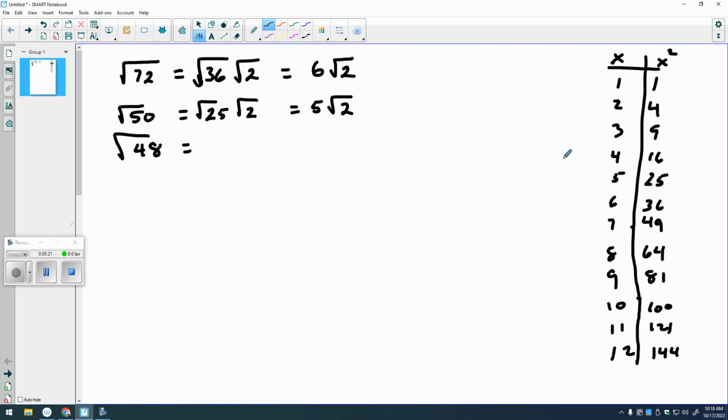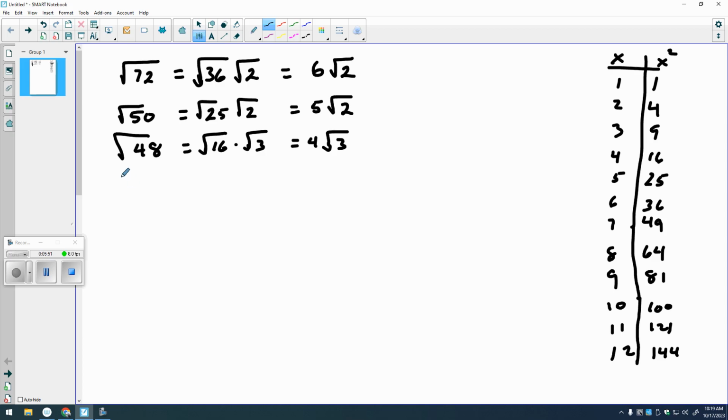Okay, I can change 48 into 16 times 3. Square root of 16 I know is 4. Square root of 3 is some decimal. Okay, hopefully you got the idea. Ask yourself what perfect square goes into the number, split it into that number and whatever it needs to be to get your number, and you got it.